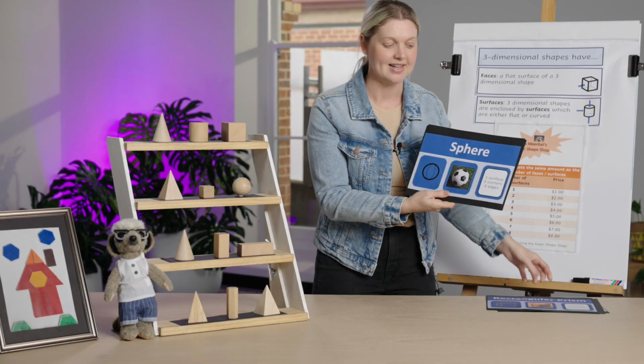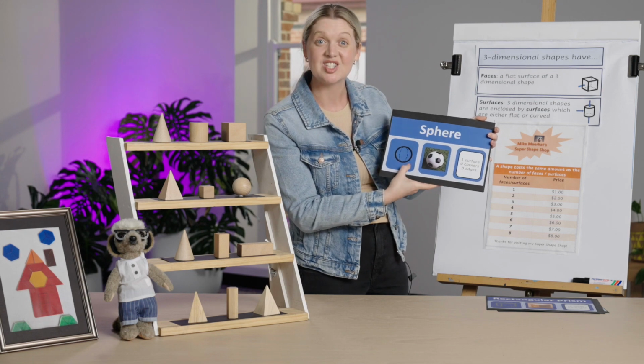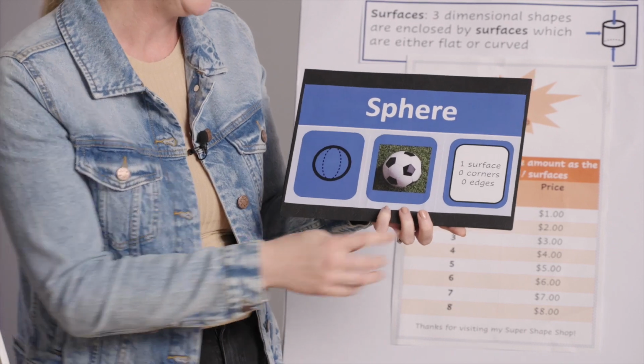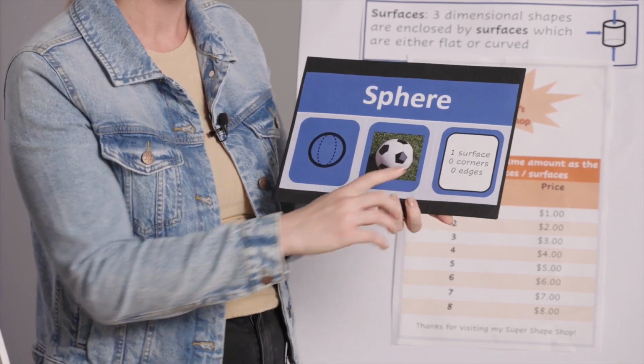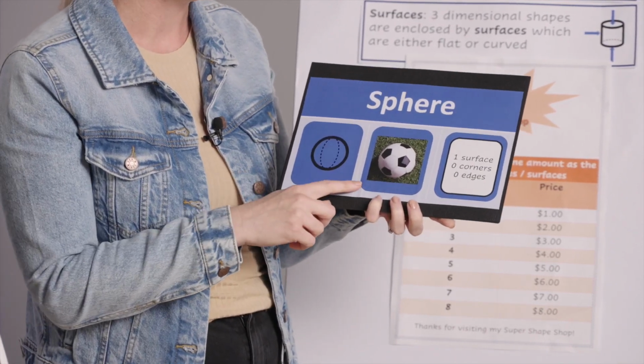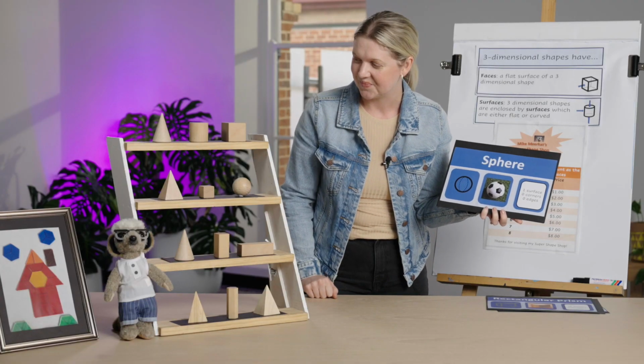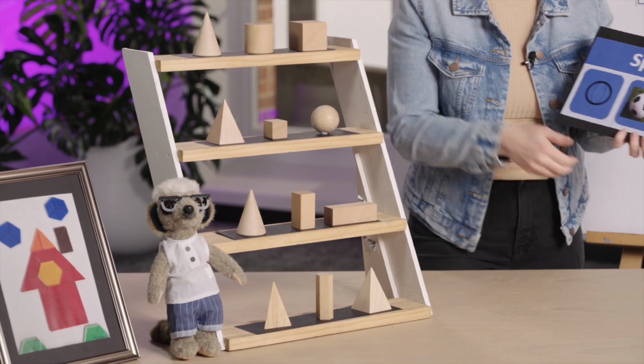Okay, the next 3-dimensional shape is a sphere. You might play a sport where the ball is shaped like a sphere. So spheres have 1 curved surface, 0 corners, and 0 edges. Can you point to a sphere? I can see one here.